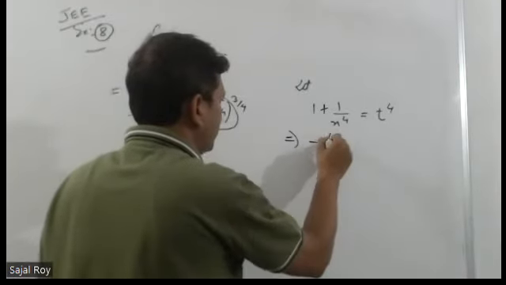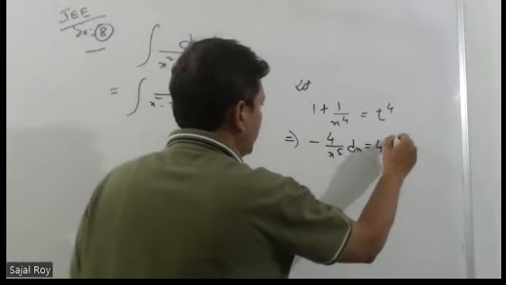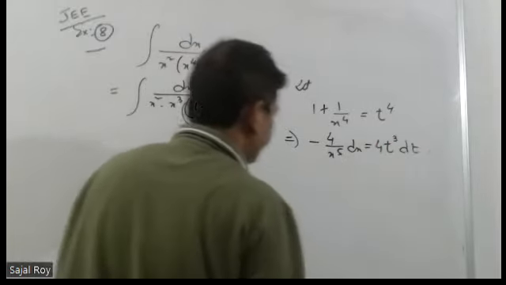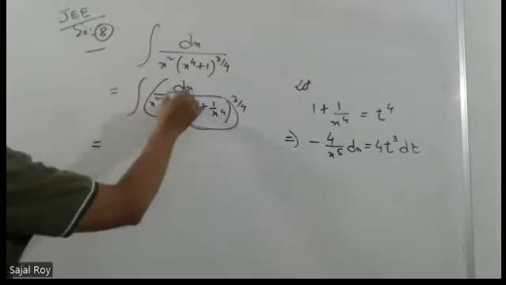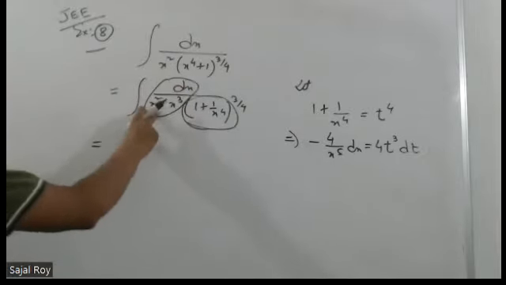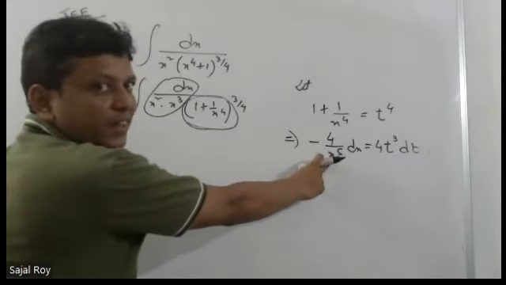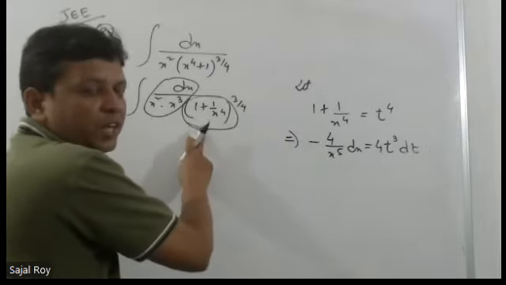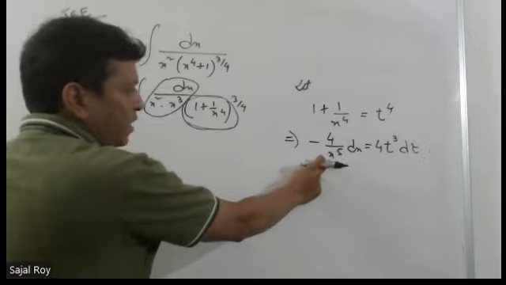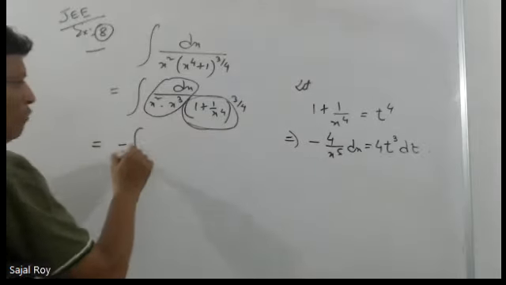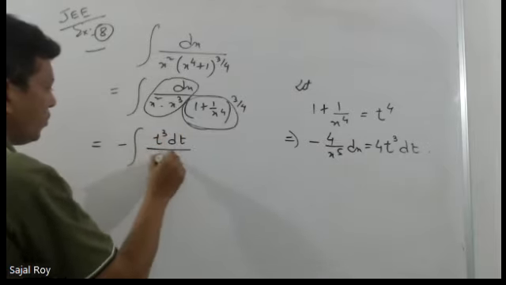So that is minus 4 over x to the power 5 dx equal to 4 t cube dt. Right? So look at that. You have dx by x to the power 5. If you do the correct manipulation, you will get the simplified form in the integration. So your simplified form will be t cube dt over t cube.